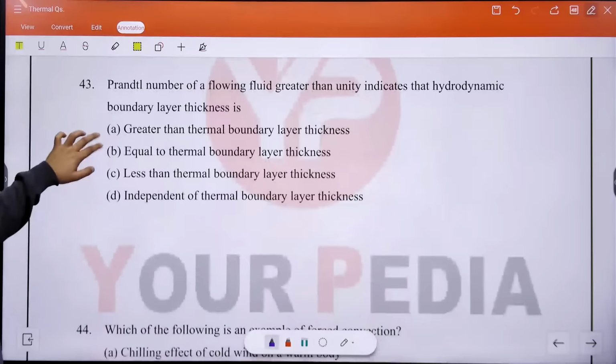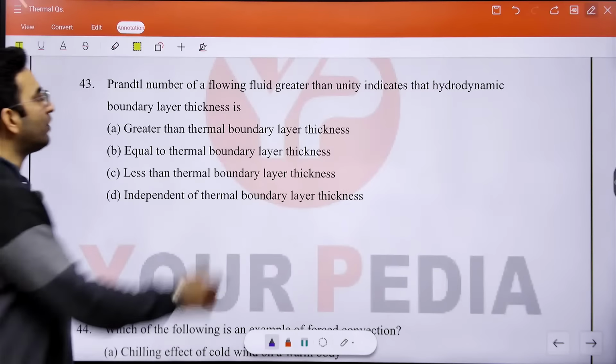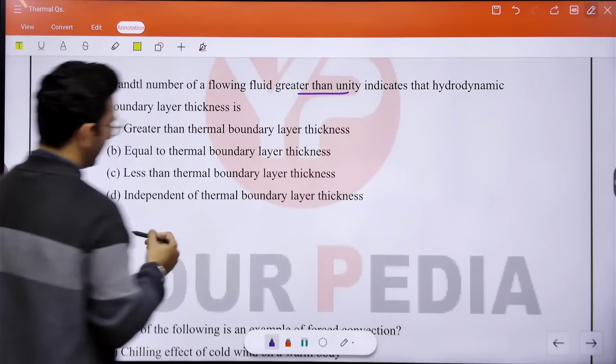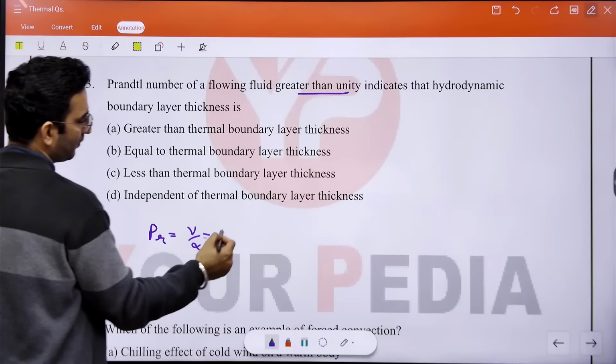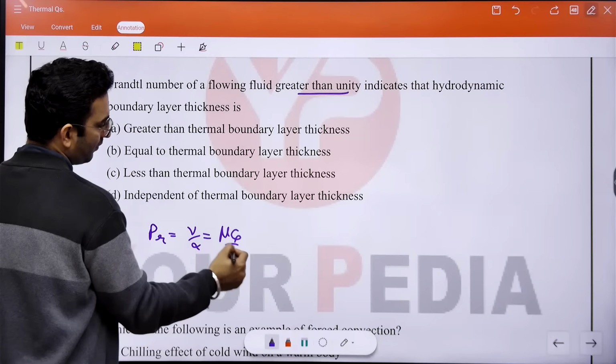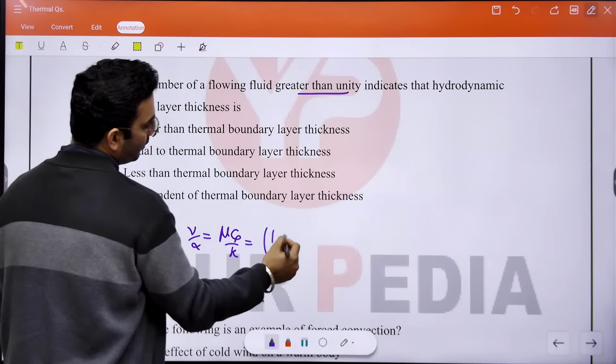Next, Prandtl number of a flowing fluid greater than unity. So that's a simple case. That's a simple case now. So you have to remember this particular formula.